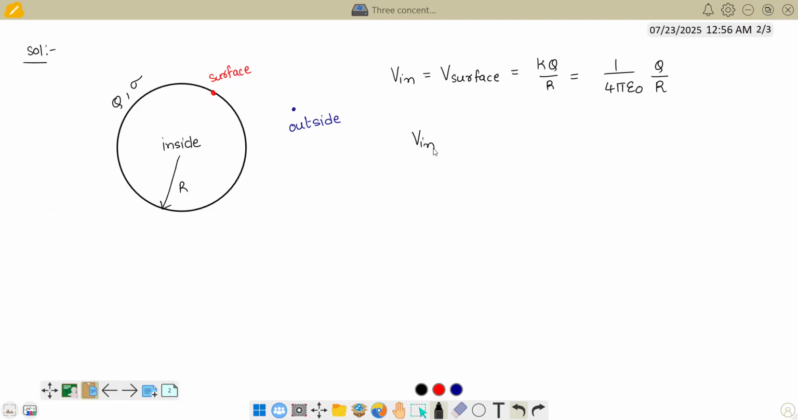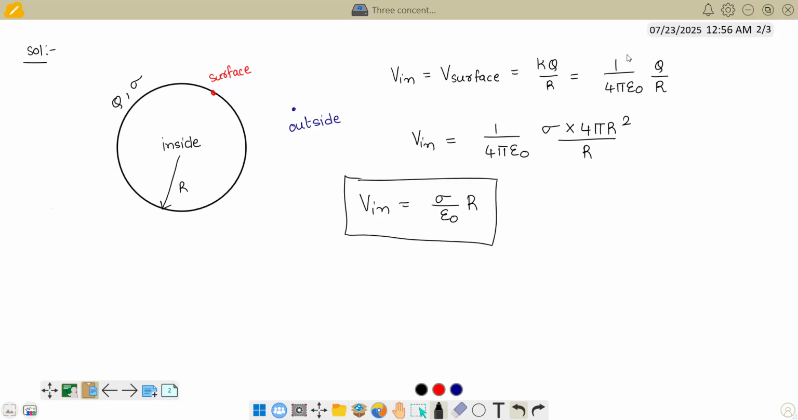If you want it in terms of surface charge density, we can write Q equals surface charge density into surface area, 4 pi r square, divided by r. If you solve this, you will get V inside equals sigma by epsilon naught into r. Rather than memorizing this, you should memorize KQ by r, and be able to quickly get to this expression.